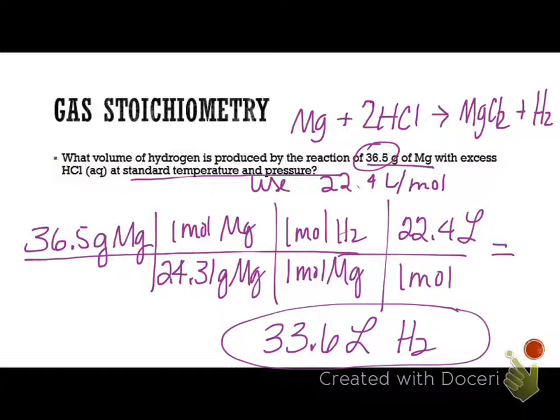Okay, so now we're going to do the same amount, 36.5, but we're going to do it at non-STP conditions, and you'll see it's a different value. Okay, does everybody have this before I move on? I'm trying to write slower. I know sometimes I write too fast.